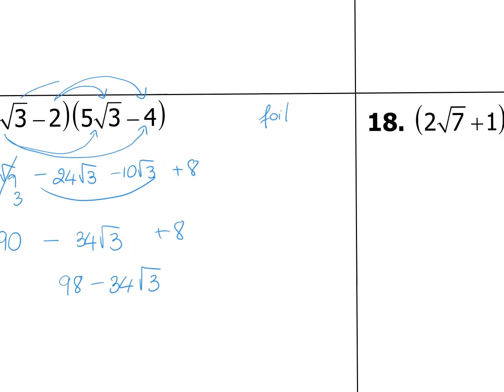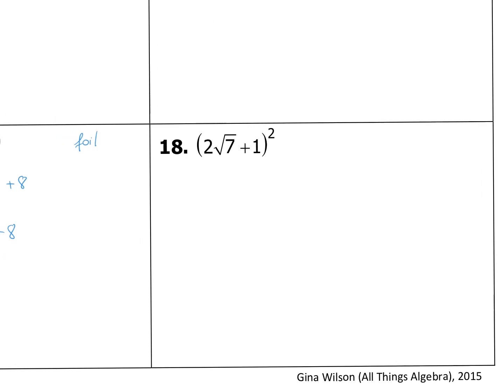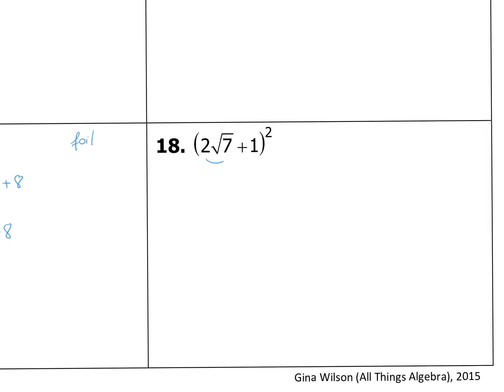All right, if you are working on number 18, okay, a lot of you will square this, and then you square this, and then you combine them. That is not how you do it, right? Remember, the whole thing needs to be squared. So what you do is you are going to take 2 square root 7 plus 1, and you multiply it by itself. That's how you do the exponent. And again, you're going to do the FOIL method if you want to.